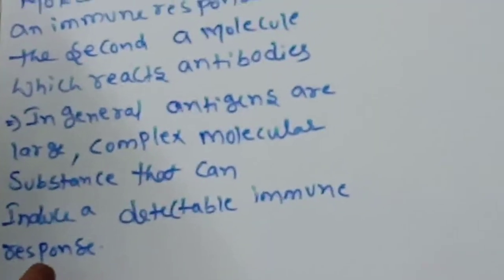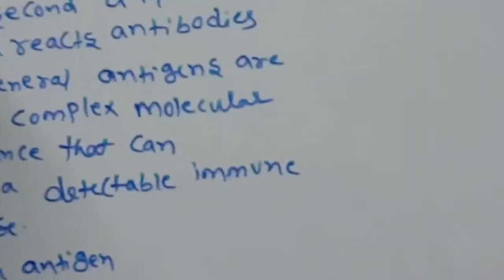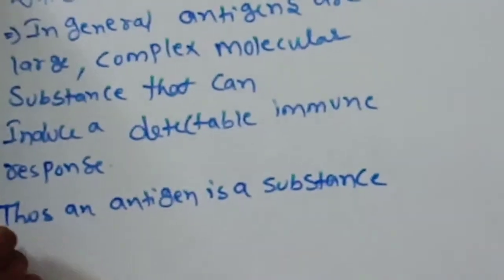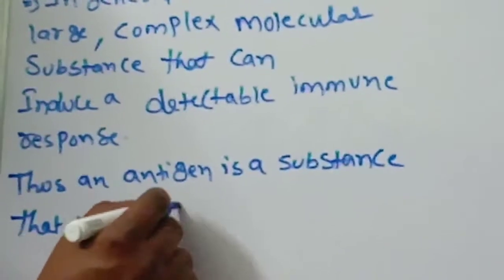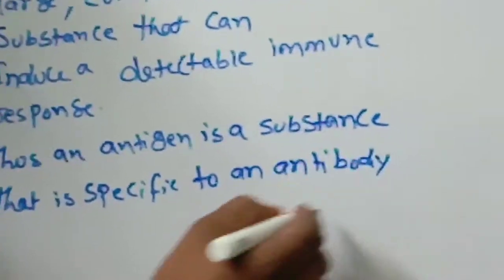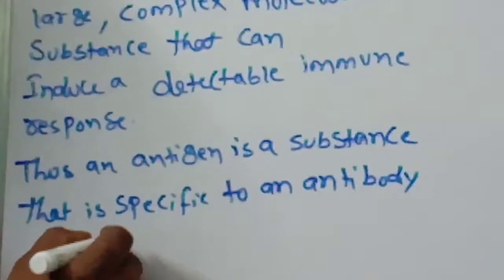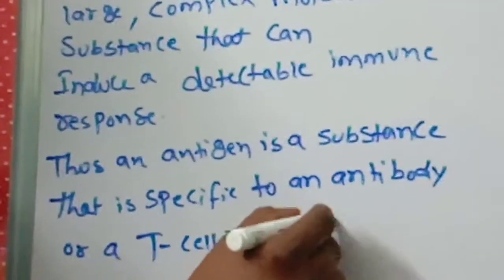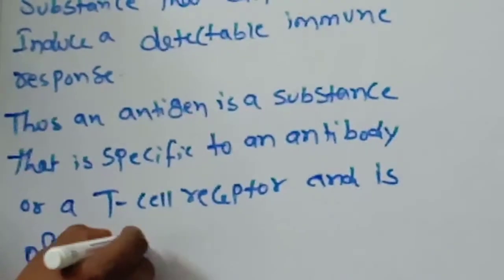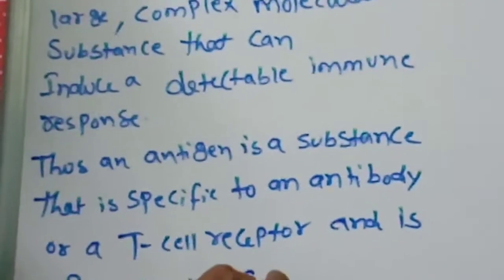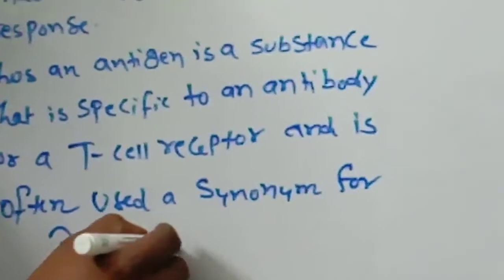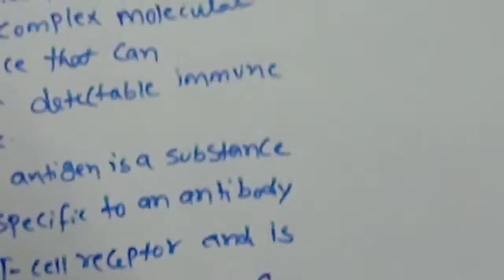Thus an antigen is a substance that is specific to an antibody or a T cell receptor and is often used as a synonym for immunogen.